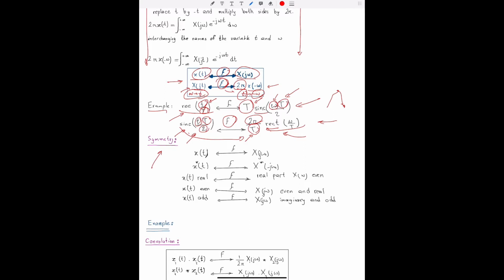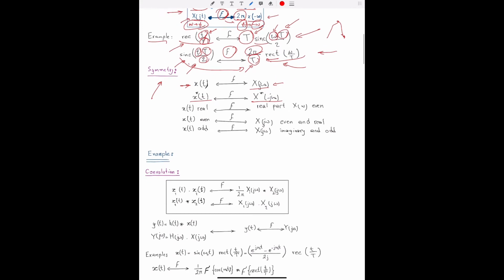Another thing is the symmetry property of the Fourier transform, where if x of t gives us X of j omega, its conjugate gives us the conjugate of X of minus j omega, the Fourier transform of that. And if x of t is real, then the real part of X of j omega is even, and if x of t is even, X of j omega is even and real.